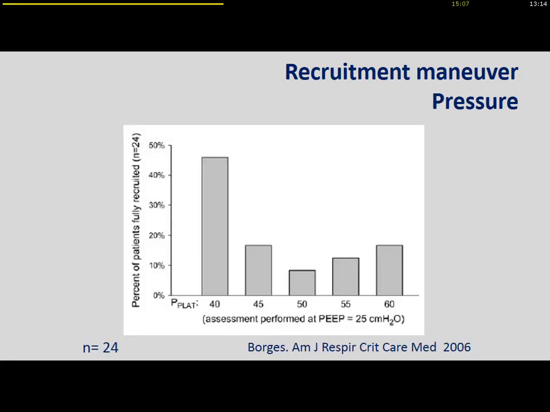So in terms of pressure, we have some data in this study showing that if we want to fully recruit the lung in early onset ARDS, we have to use pressure somewhere from 40 to 60 centimeters of water. In this study, they show that in around 50% of the patients, 40 centimeters of water was enough, but in 50% of the patients, they had to increase the pressure for the recruitment maneuver up to 60 centimeters of water.